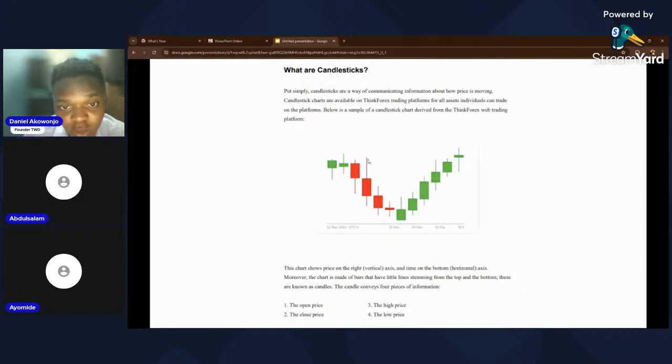The lowest it went to, then the highest it went to. Let's talk about the bullish candlesticks now. How do the bullish candlesticks open? It's going to be inverse, right?